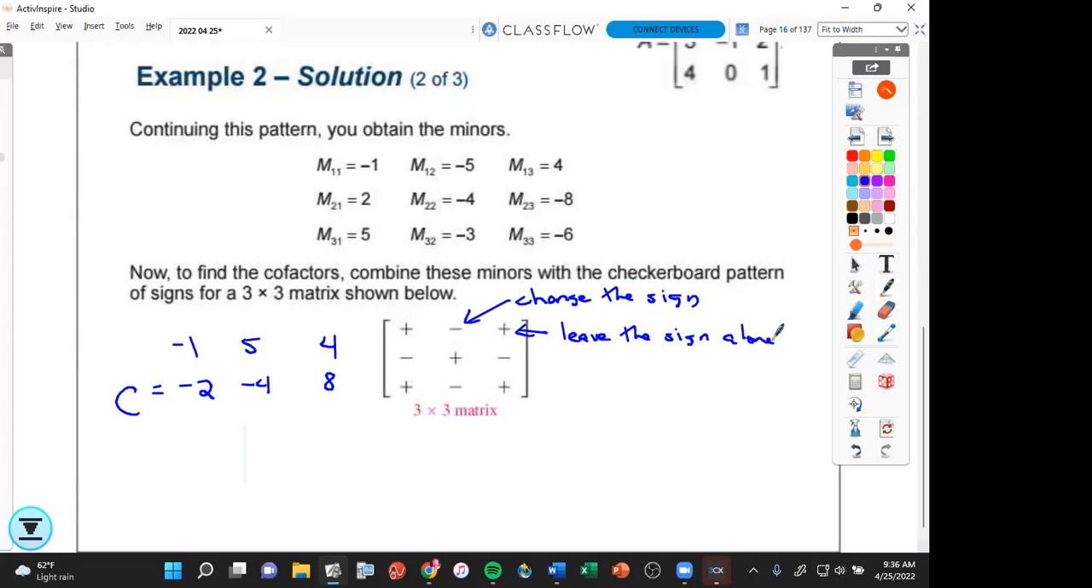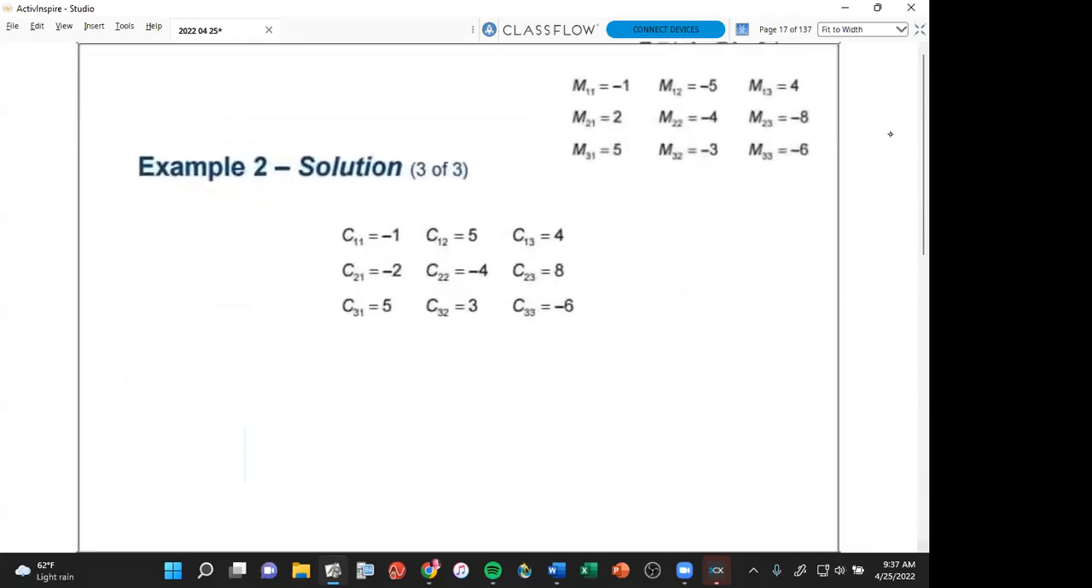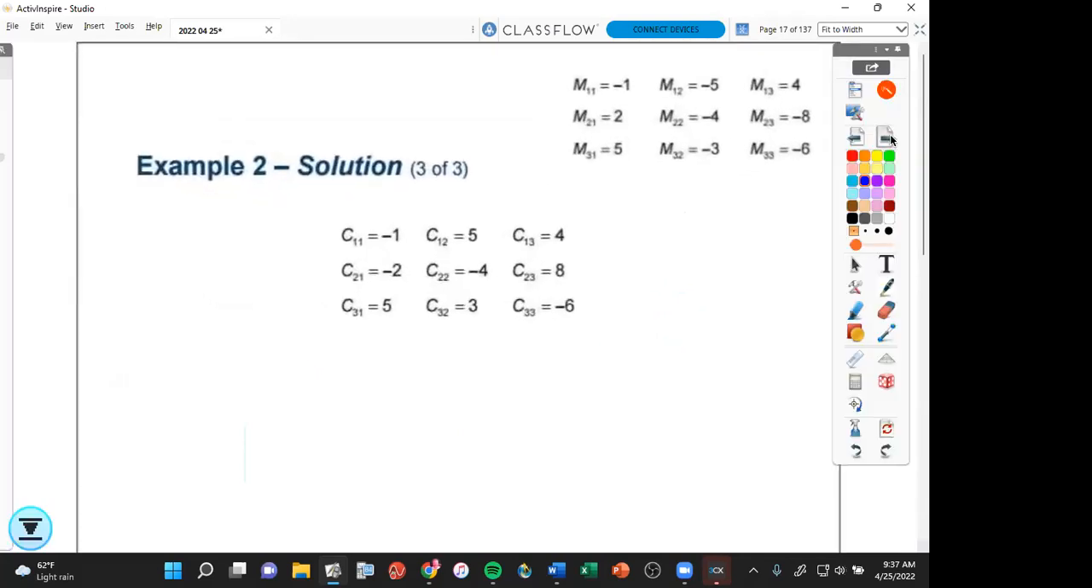So if we expanded that completely, we would have all of our cofactors, and all of our cofactors are here. Here are our minors. That's what we started with. Here are the cofactors. Questions on this? Okay.